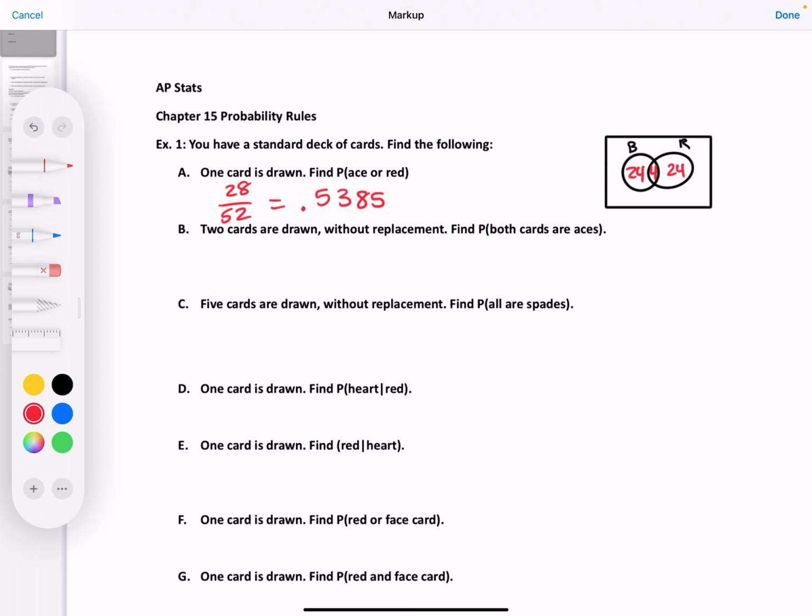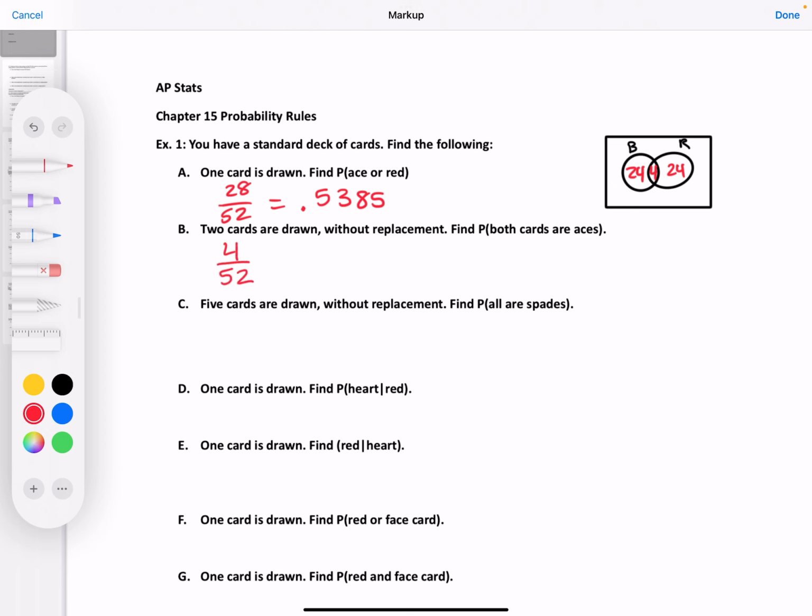All right, the next one. 2 cards are drawn without replacement. That means once they're taken out of the deck, they're gone. Find the probability that both cards are aces. So how many aces are originally in a deck? Okay, so we start out with 4 out of 52. That's card number 1.